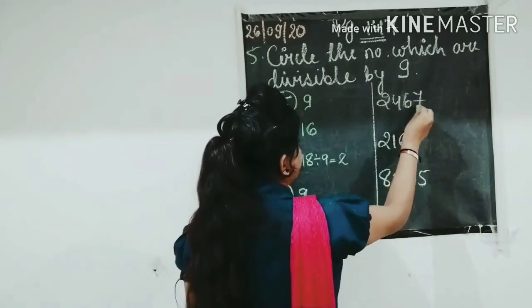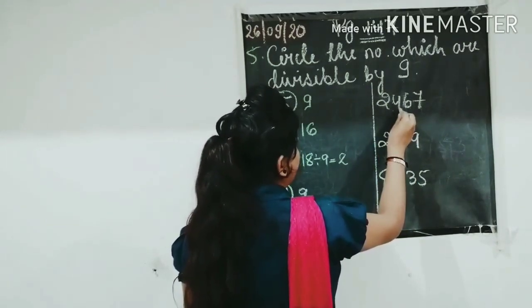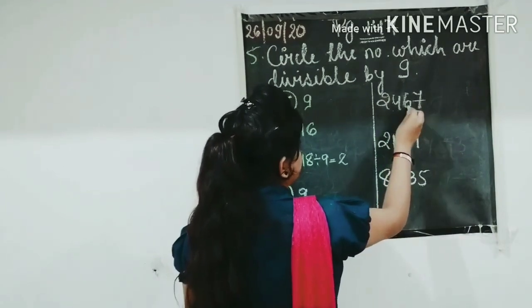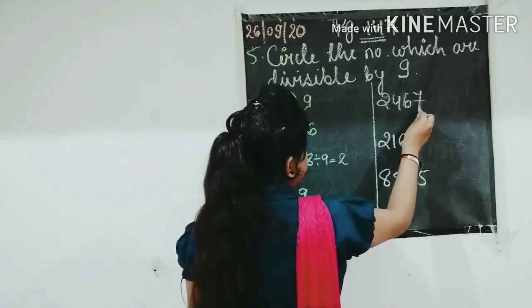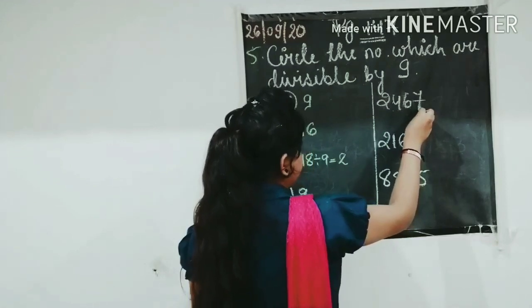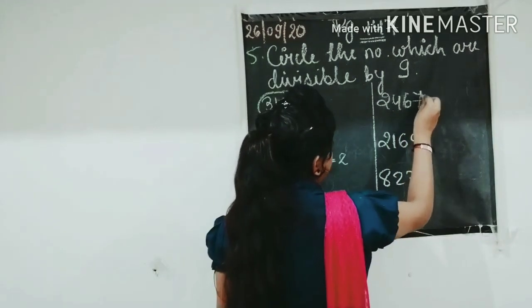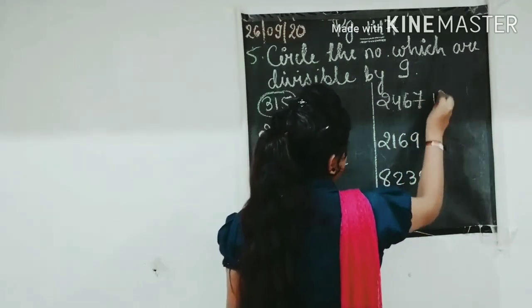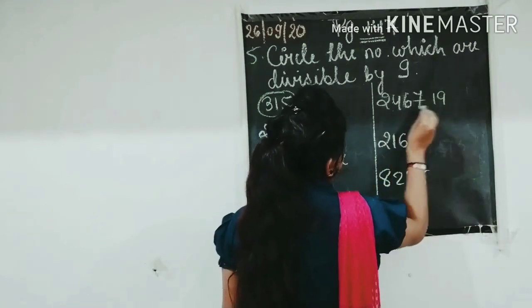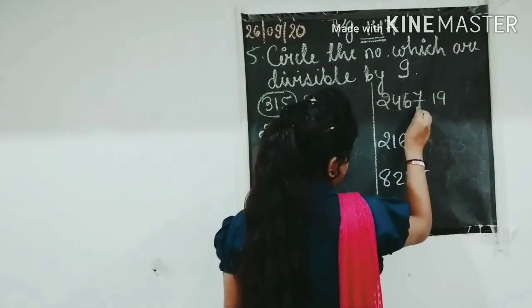Next is 2467. Add each digit first. 2 plus 4 is 6. 6 plus 6 is 12. 12 plus 7 is 12, 13, 14, 15, 16, 17, 18, 19. 19 is not divisible by 9. So we will not circle this number.